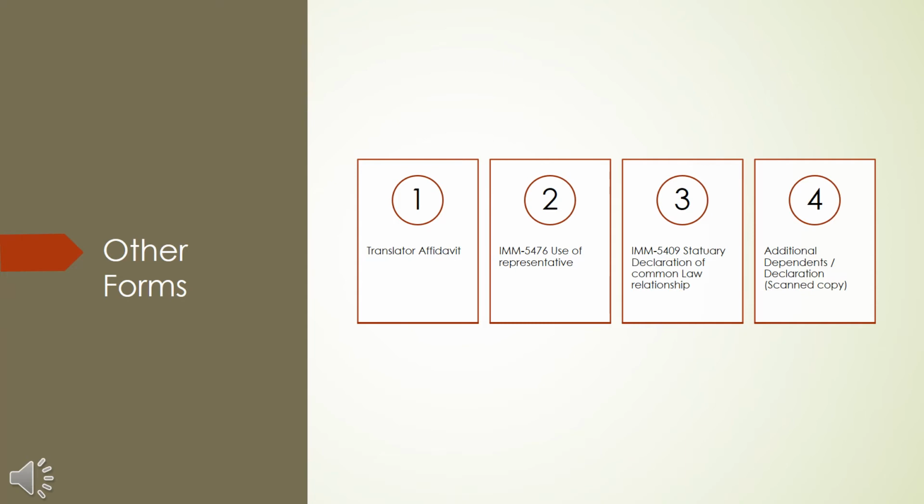The third form is IMM 5409, and it should be completed by the principal applicant or the common law partner. And after completing this form, you need a lawyer or any person who has the authority to put a notary public or commissioner stamp on the forms. So you can get this information from the lawyer or from any legal personnel.